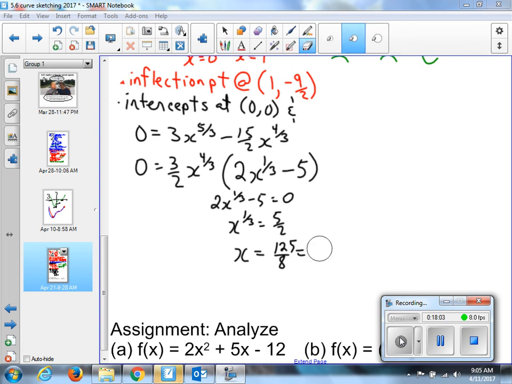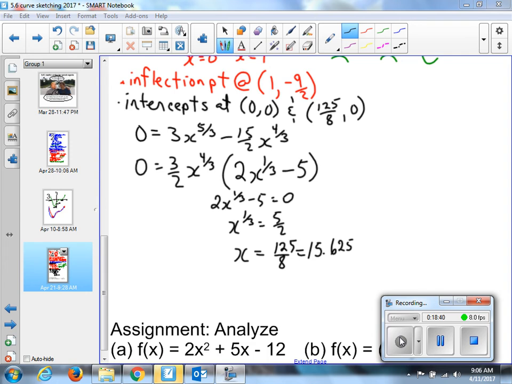But I'm saying one thing and writing the other. I can't talk at the same time. So I'm doing that so I know where to put it on the number line. But my exact answer is 125 over 8. The x-intercept is at 125 over 8. Sorry, I was thinking about something else. The y value is 0.